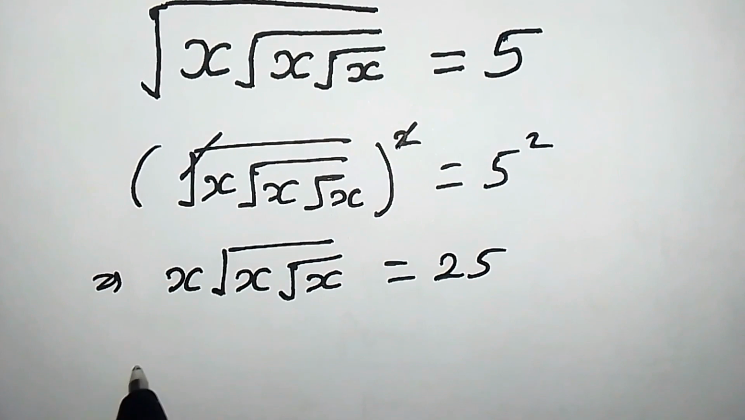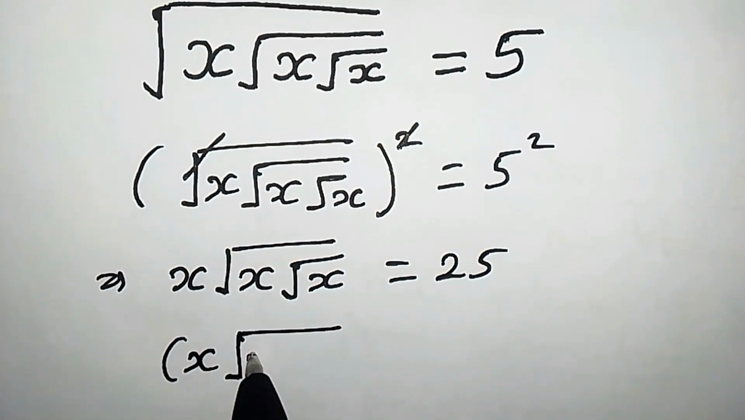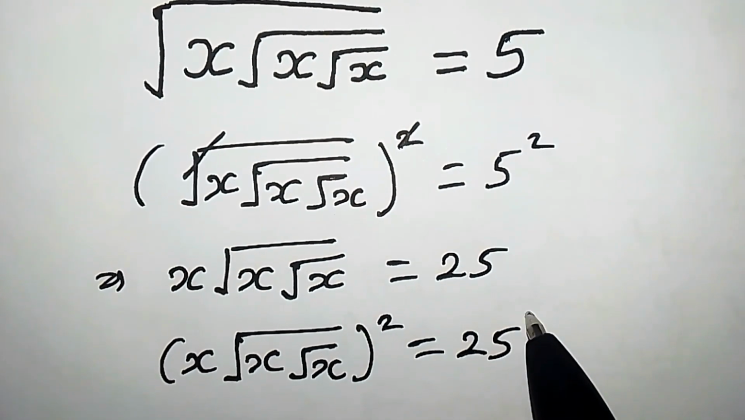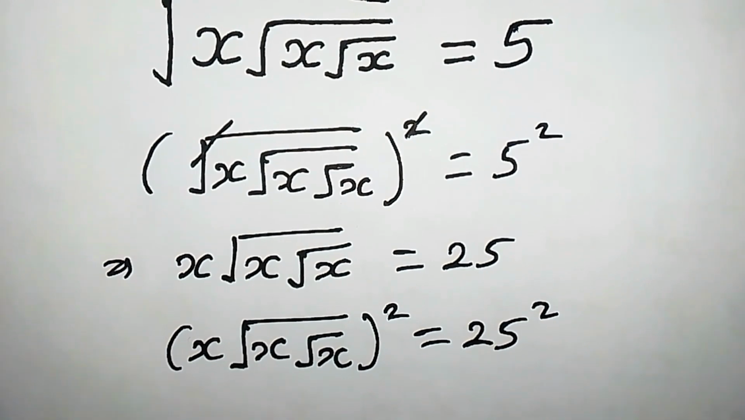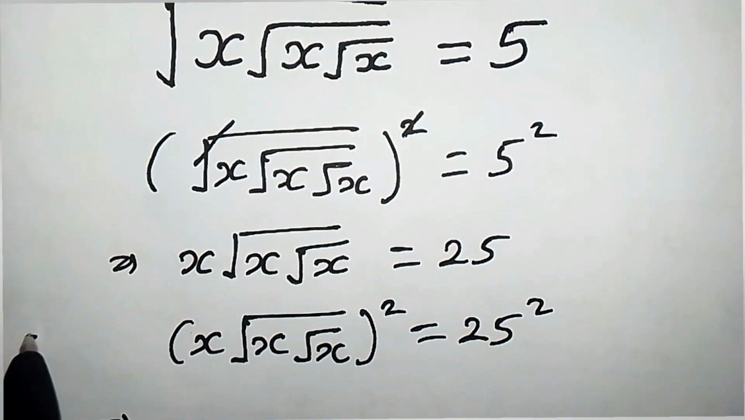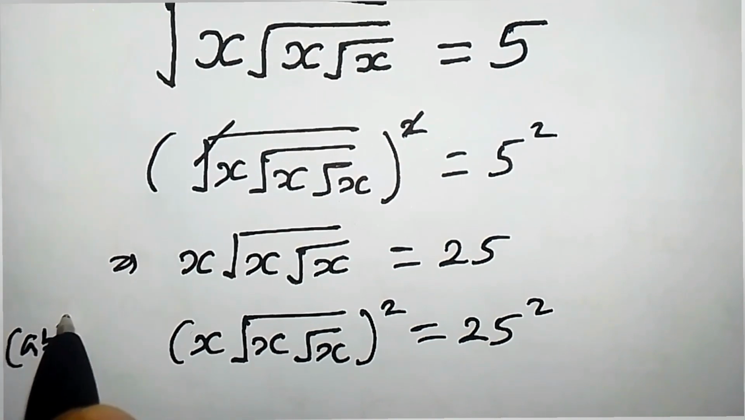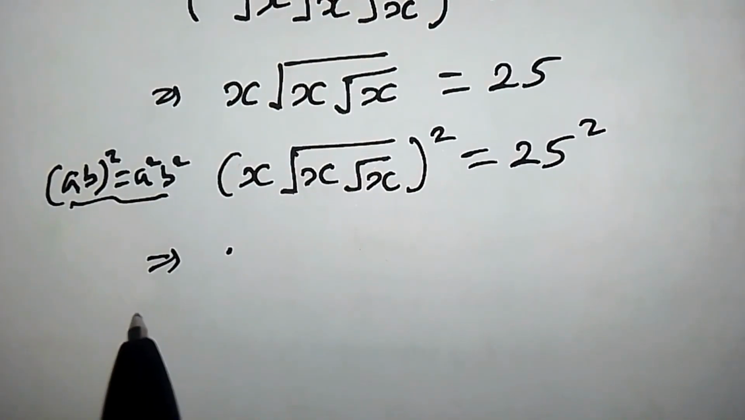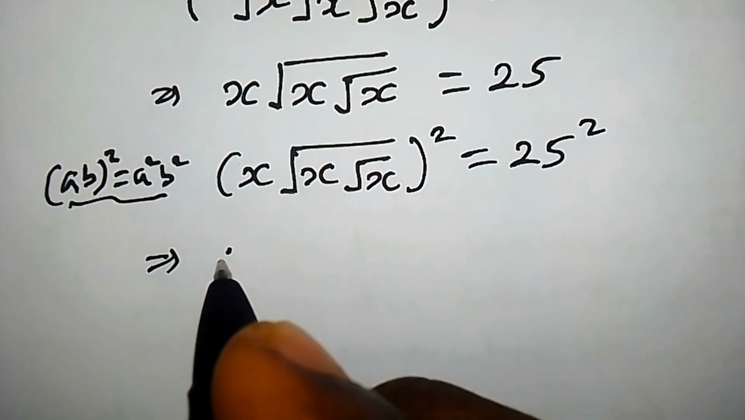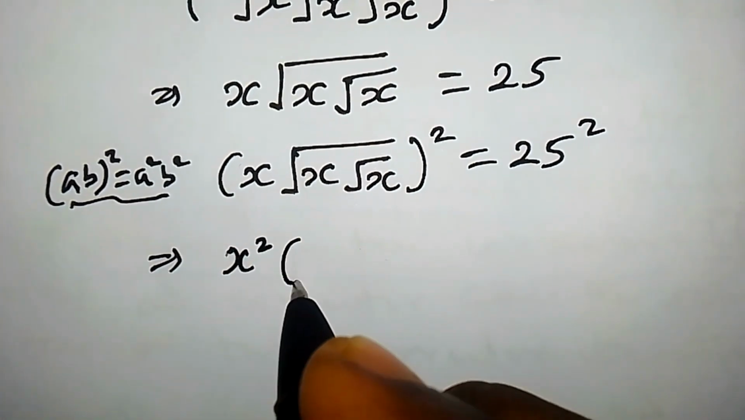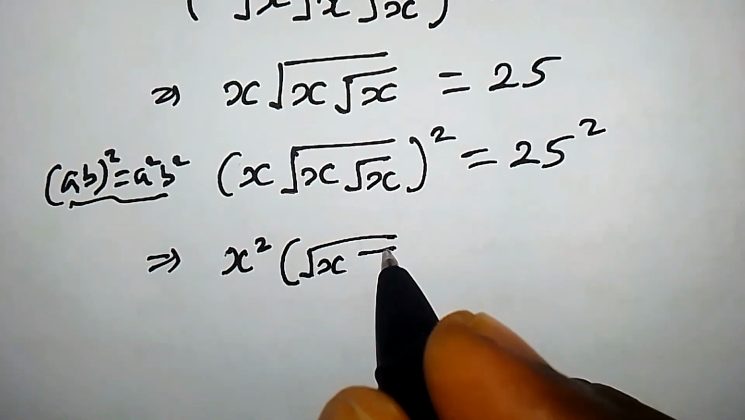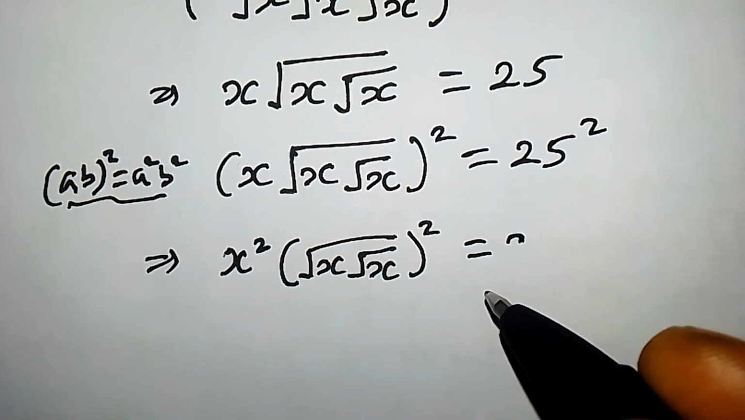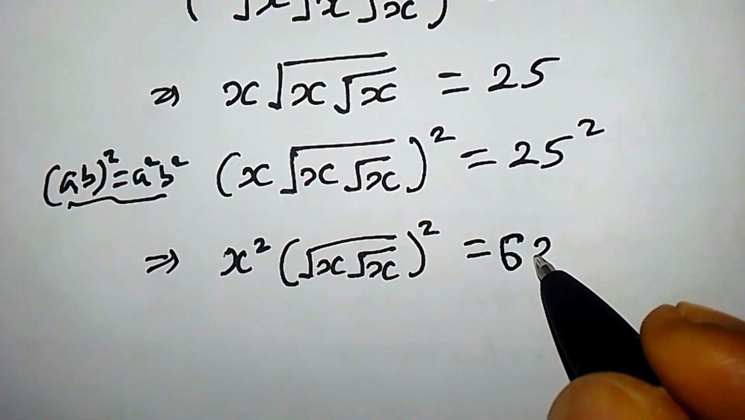Let's take a square of both sides again. So we're going to have x times square root of x times square root of x, all squared, equals 25 squared. For this left hand side, recall that whenever we have, let's say, (ab) all squared, when we distribute this power, we're going to have a squared times b squared. So using this property, we get x squared times square root of x times square root of x all squared equals 25 squared. That is 25 times 25, so we're going to have 625.